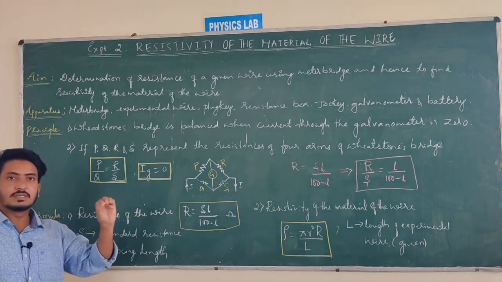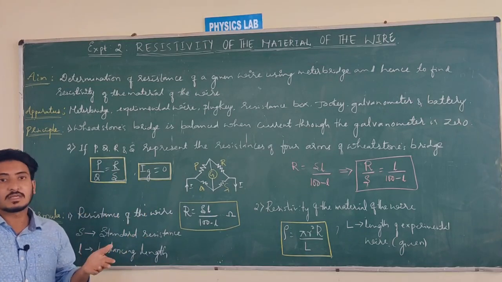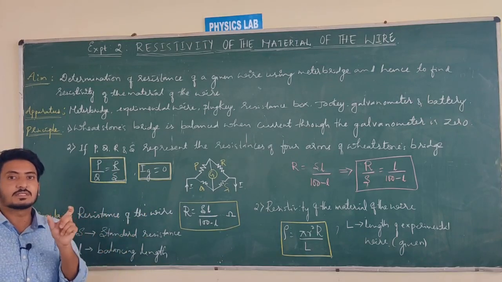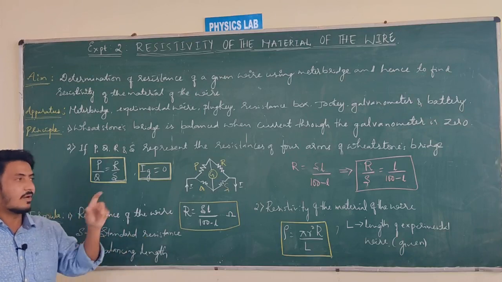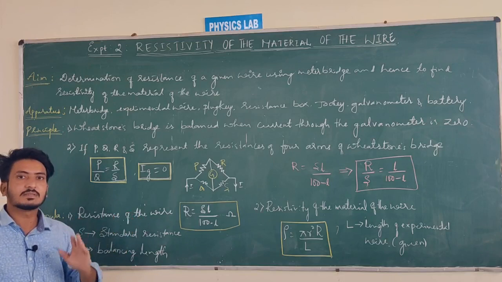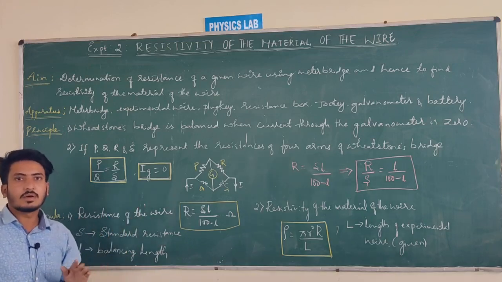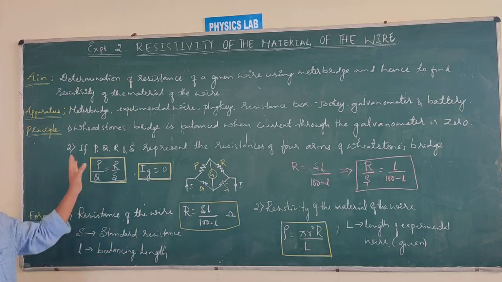So resistivity is the property of the material which opposes the flow of current, or we can say resistivity is nothing but specific resistance. Okay, resistivity SI unit is what? Ohm into meter. Okay, students, so write down all these things.